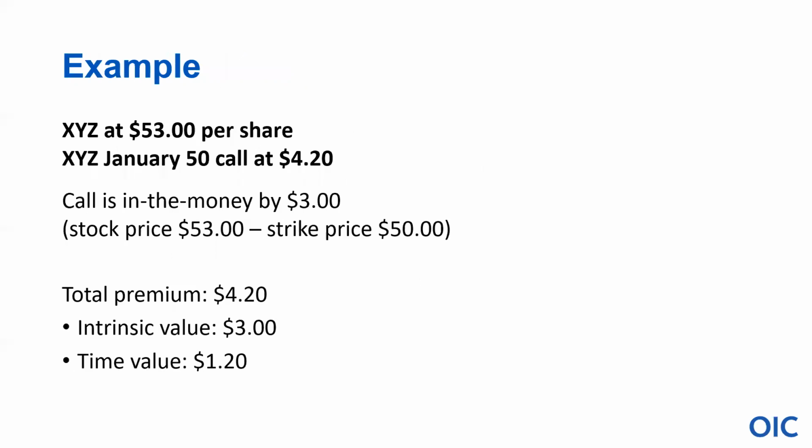To make that a little clearer, here's a little example. We've got my old favorite XYZ trading at $53 a share. The 50 call is trading at $4.20. So it's in the money by $3. So if you take $3 away from the $4.20, you've got the time value of $1.20.